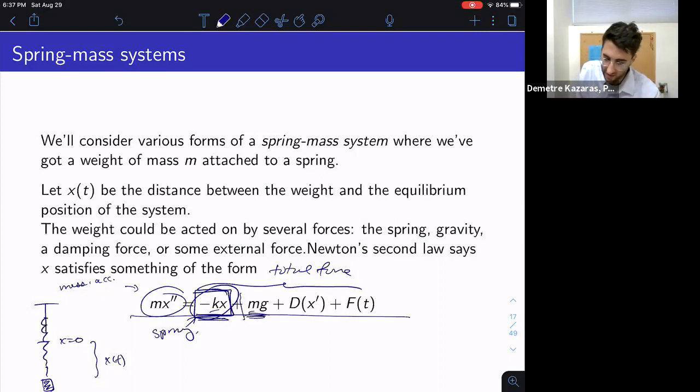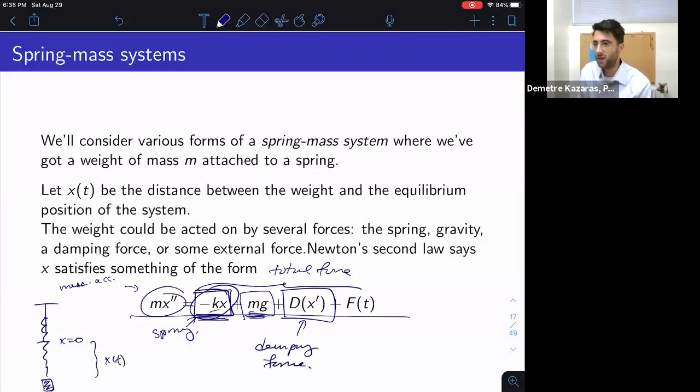You've got gravity over here, just mass times acceleration. Gravity is acting on you. If you interpret g as negative 10, or a negative number, g is the acceleration due to gravity. And then b here, this is the damping force.